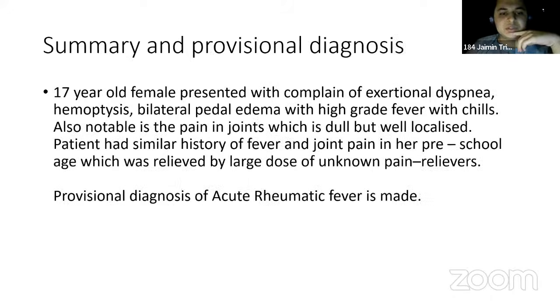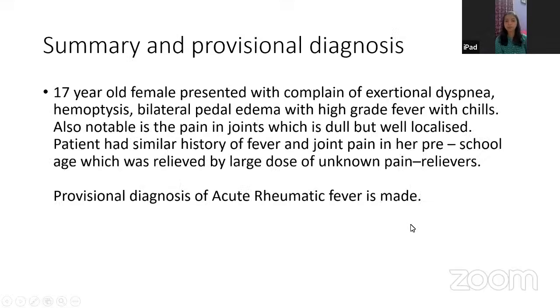Summary and provisional diagnosis: a 17-year-old female with complaints of exertional dyspnea, hemoptysis, bilateral pedal edema with high-grade fever and chills. Also notable is the pain in joints, which is dull but well localized. The patient had a similar history of fever and joint pain in preschool age, which was relieved by large doses of unknown medication. A provisional diagnosis of acute rheumatic fever is made. I want you to stop here, Jaimin.